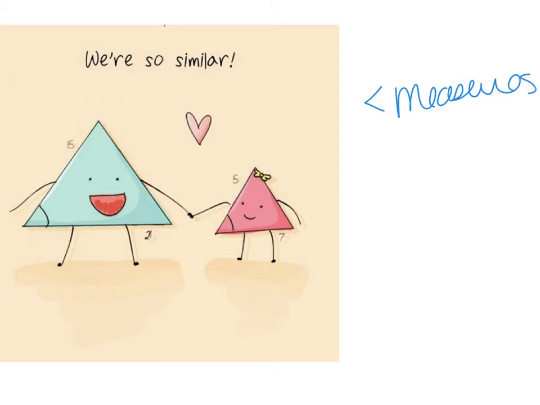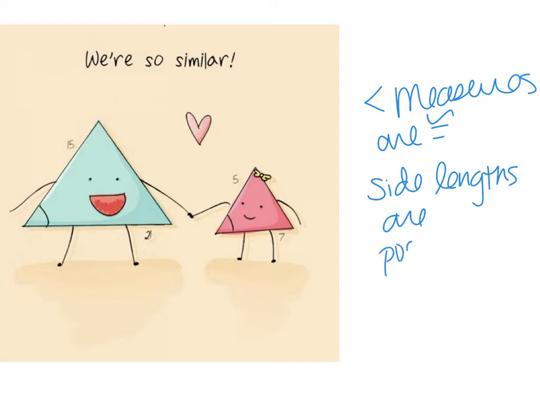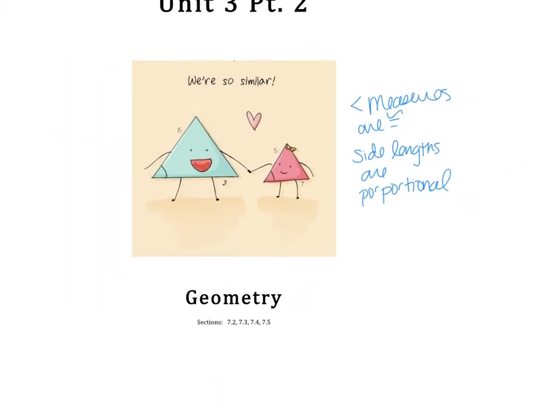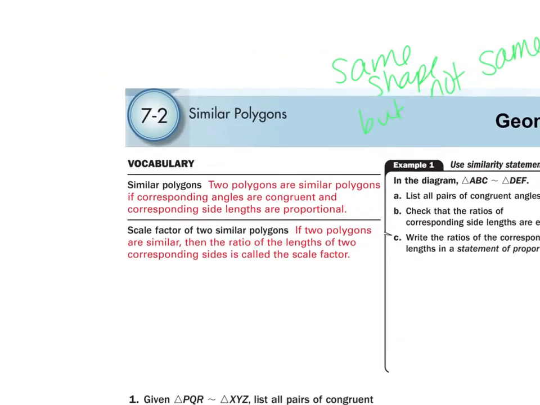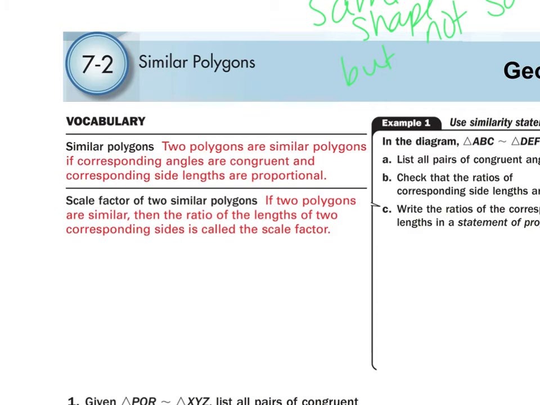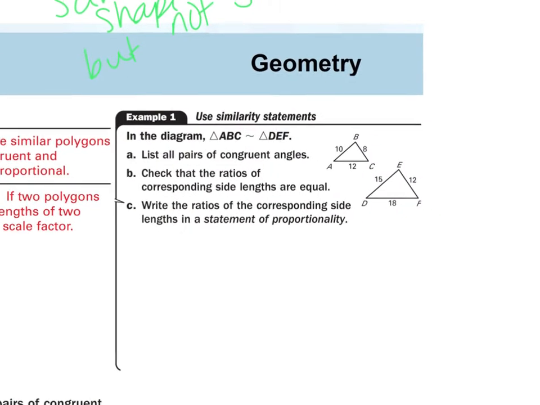M-E-A-S-U-R-E. Yeah, it looks weird, but I spelled it right. The angle measures are congruent in similar polygons, and then the side lengths are proportional. I'm going to get into what proportional means in just a bit. We're also going to be talking about scale factor, but I'm going to wait and just start with this stuff.